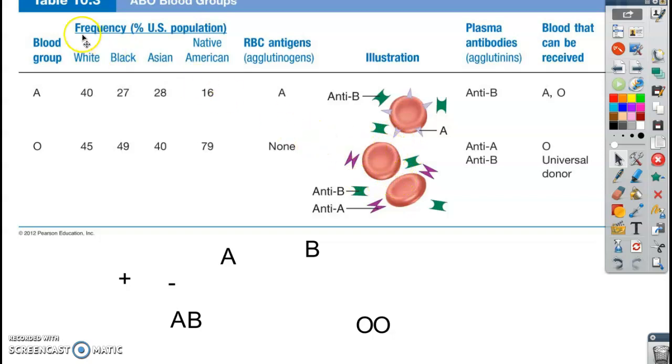And that can actually be a good thing. When they're talking about donating blood, they very often like to have people with O blood. Why?